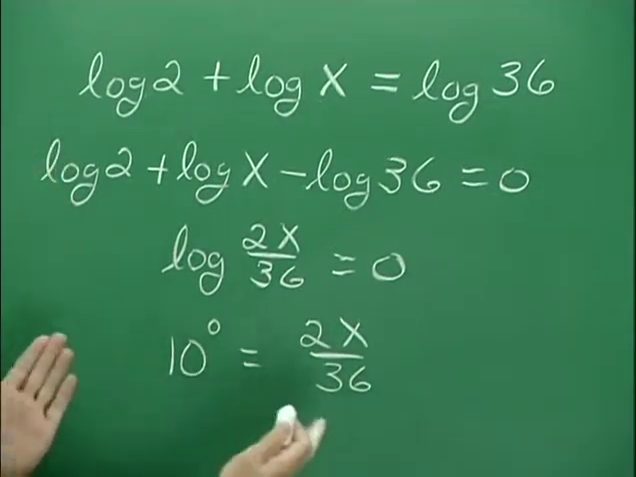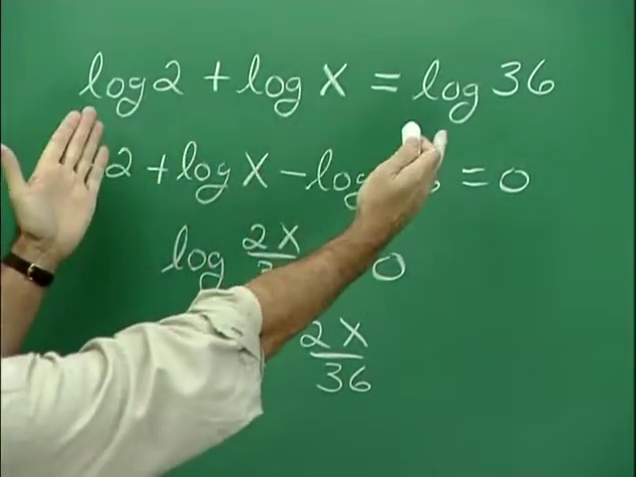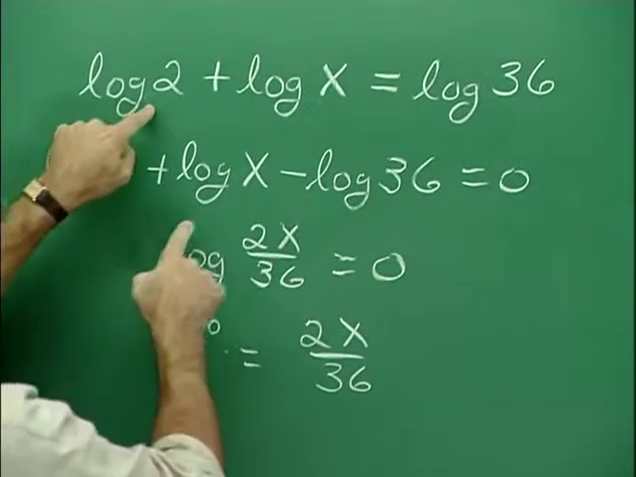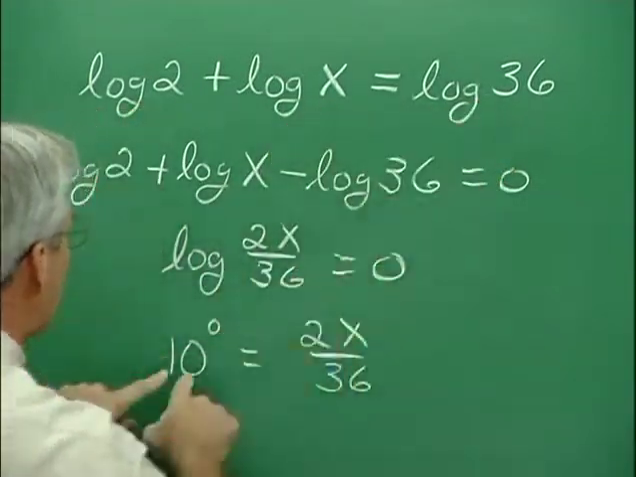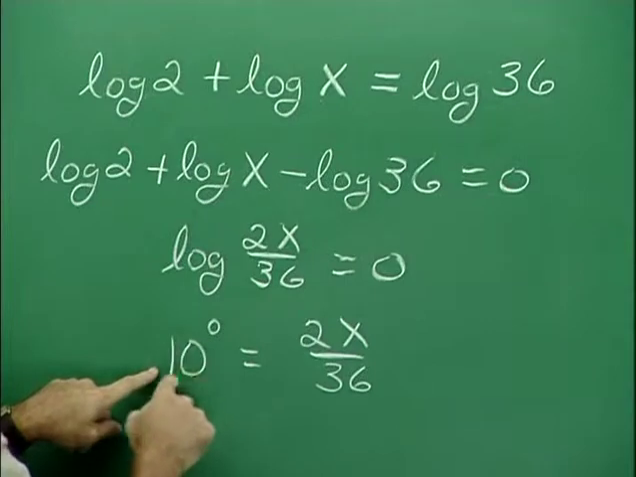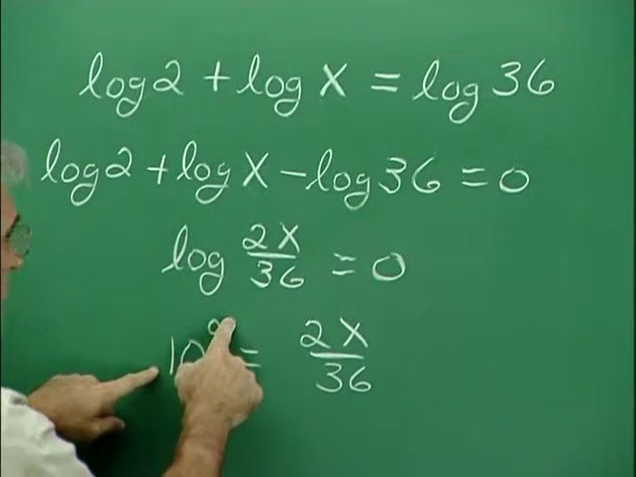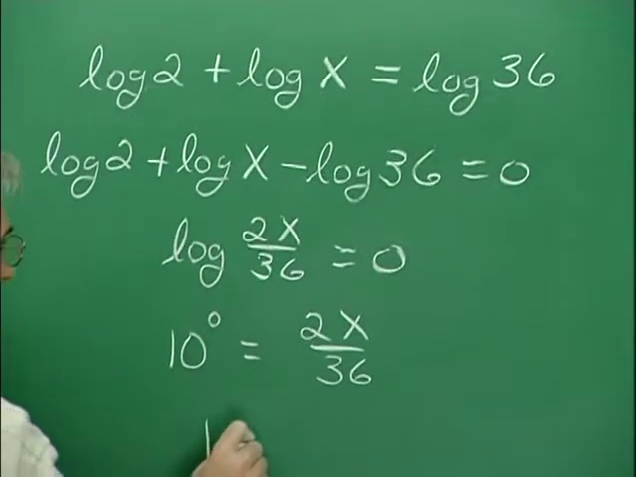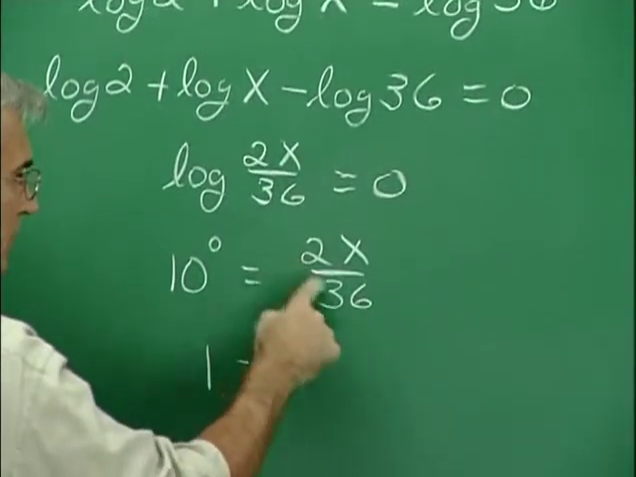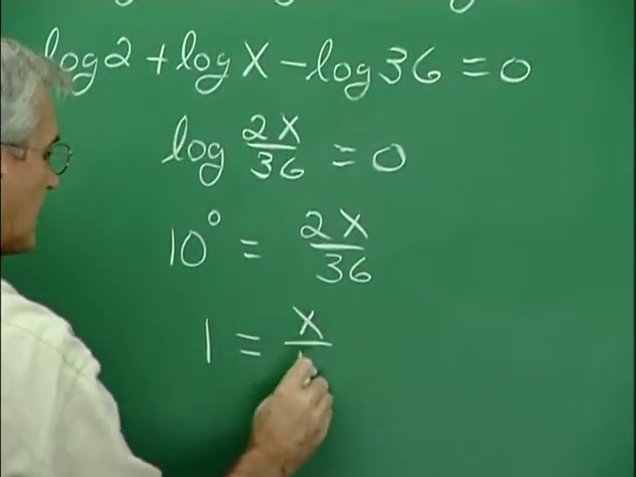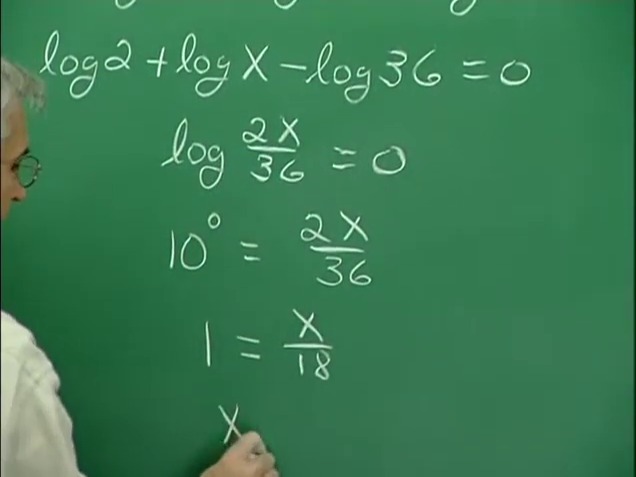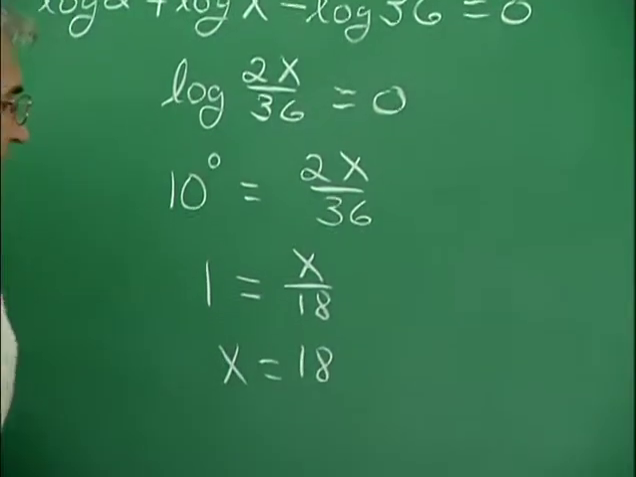Now notice it wouldn't make any difference at all if we had a 7 right here. If that base of the logarithm was 7, we'd have 7 to the 0. But anything to the 0 is going to be 1. So we'll have 1 on this side, and on the right we cancel the 2 with the 36. We get x over 18. Cross multiplying, we find x to be 18 as expected.